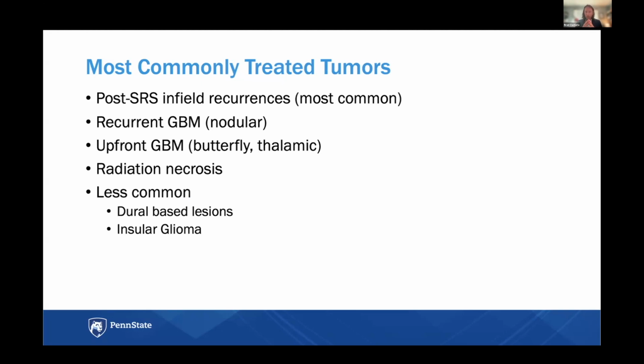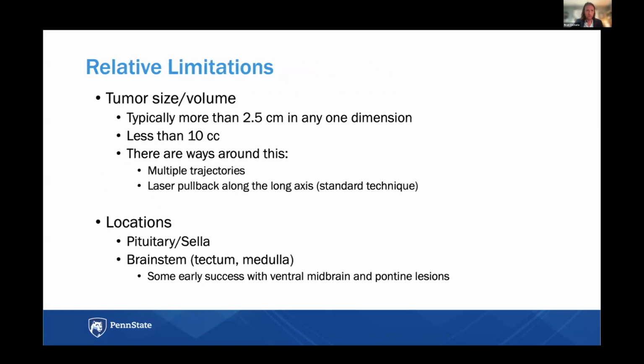For recurrent glioblastoma, nodular disease that's not amenable to re-resection, you could use it in an upfront glioblastoma, deep-seated lesions, lesions that are crossing the corpus callosum, butterfly glioma, radiation necrosis, and then some less common indications that we'll touch on as well. Some relative limitations.